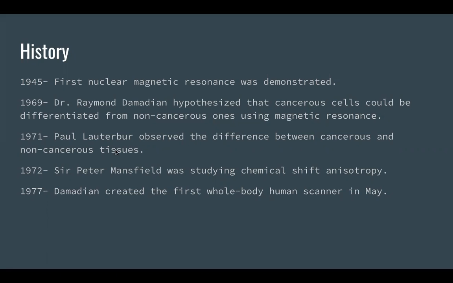He imaged two water-filled test tubes using magnetic resonance, producing the first MR image. In 1972, Sir Peter Mansfield was studying chemical shift anisotropy. Mansfield realized that adding a magnetic field gradient could allow scientists to look at the atomic structure of a chemical. This method would allow scientists to create a three-dimensional image. Then all three scientists began to race to invent the first whole-body MRI scanner. In 1977, Damian created the first whole-body human scanner in May.